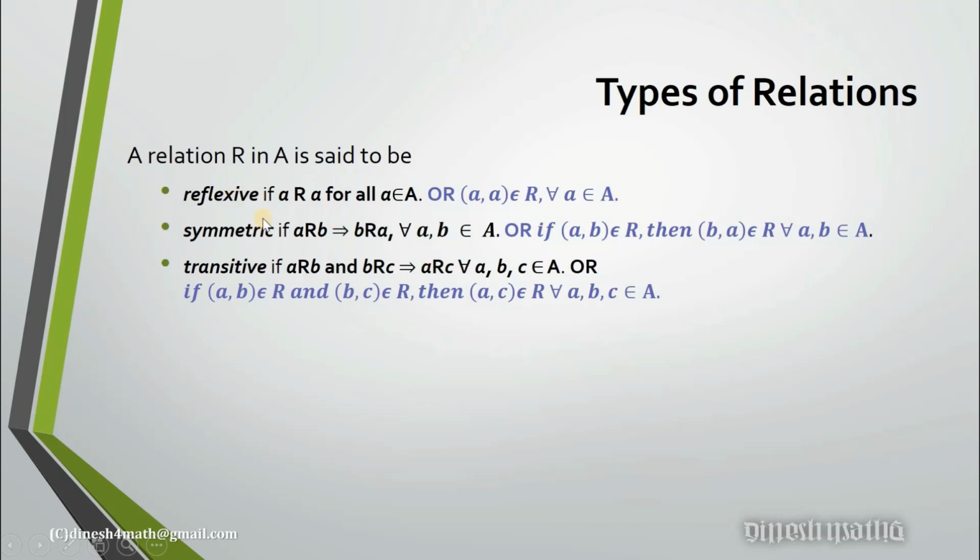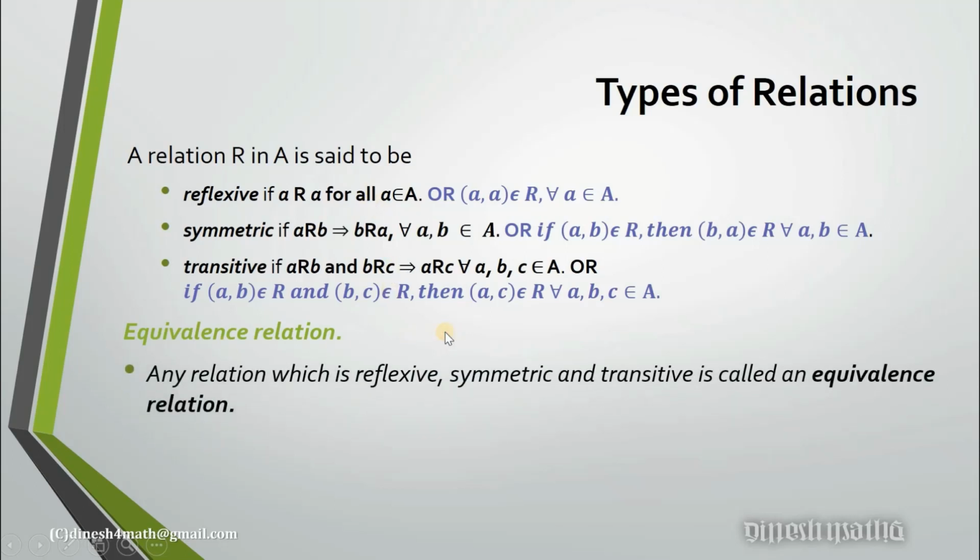Reflection, that is what is reflexive. Symmetric, the left side and right side should be the same. That's what the second property means. If you connect with the words, you will never get confused about what they mean. Now if a relation satisfies all these conditions, we call it an equivalence relation. So any relation which is reflexive, symmetric and transitive is called an equivalence relation.